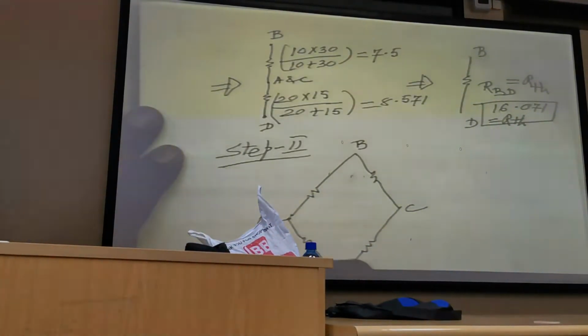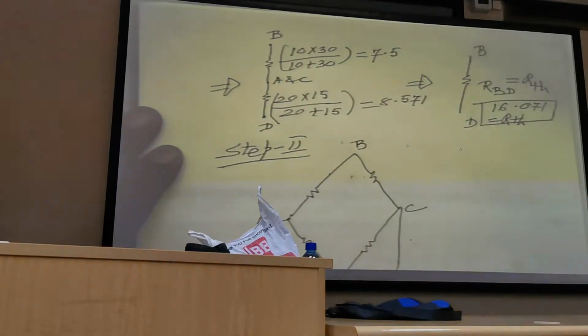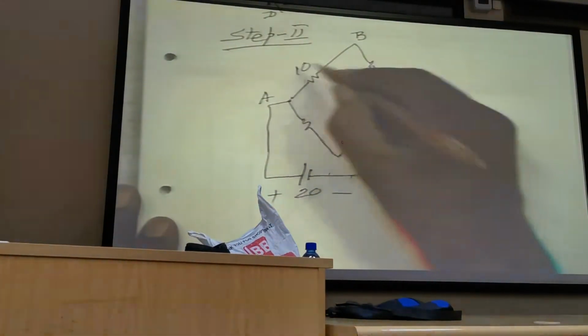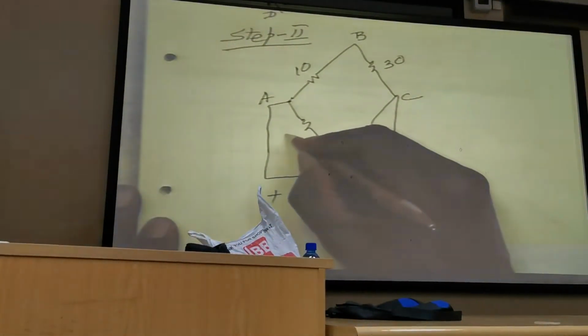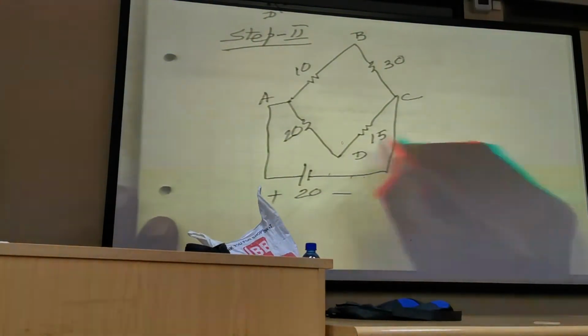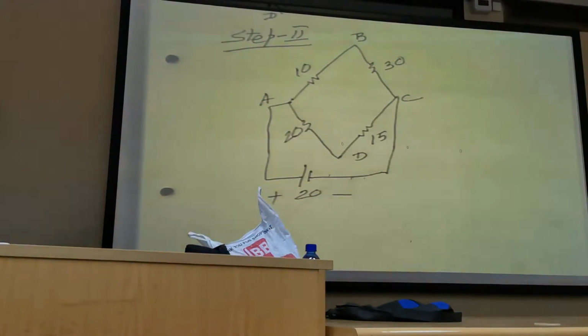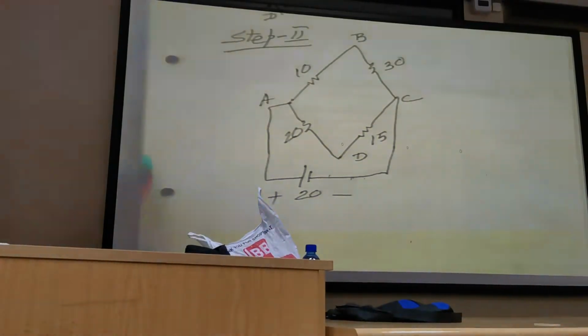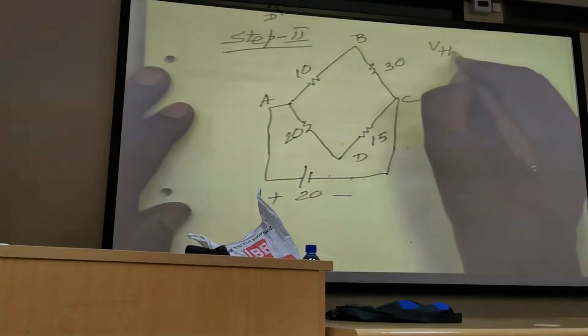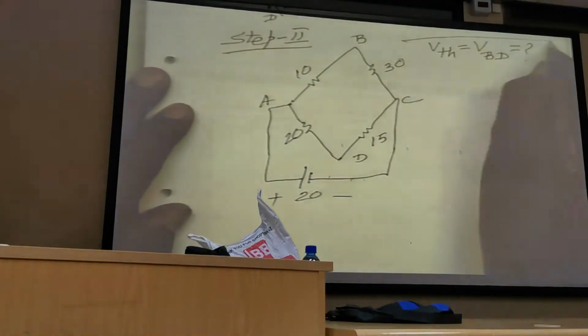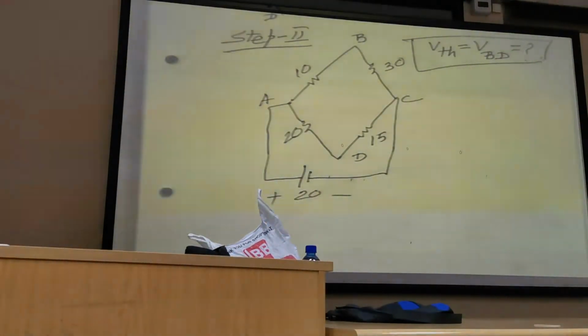Okay, let it be as it is to minimize complications. So this is 20, 10, 30, 20, 15. Any question? Step 2, we need to find out V Thevenin equal to V BD, equal to how much. This is step 2. Clear?